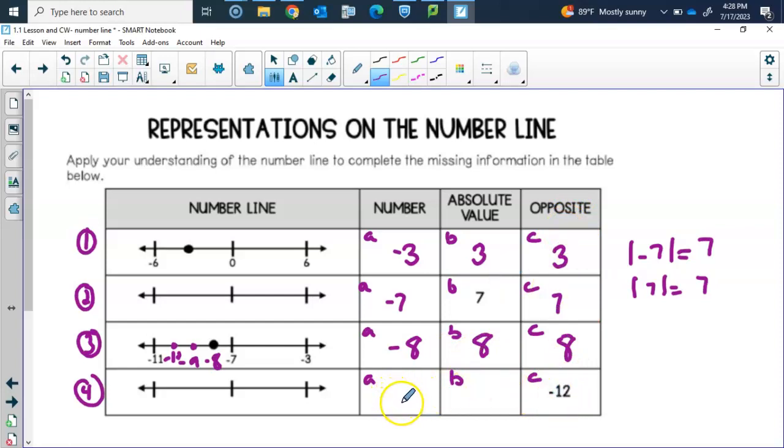What will the number be? Go. Well, the number would be 12 because the opposite of -12 is 12. And part B, what is the absolute value of 12? Go. You should have said 12.